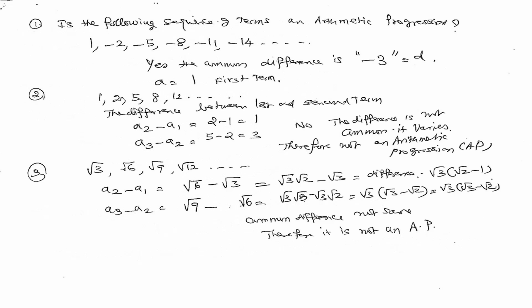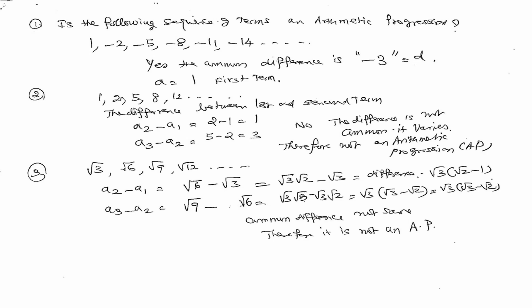In the first slide, you are given a sequence of numbers, that is 1, minus 2, minus 5, minus 8, minus 11, and minus 14. We need to say whether this is an arithmetic progression or not. If the common difference is the same between the successive numbers in the sequence, then it is an arithmetic progression.